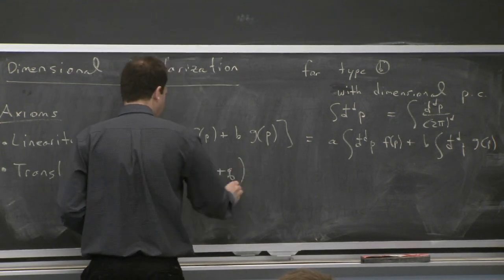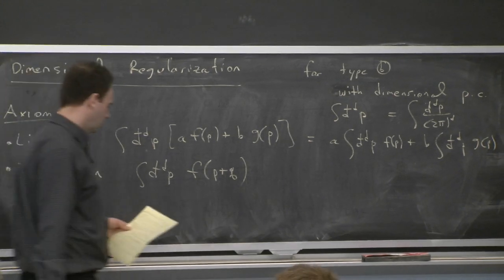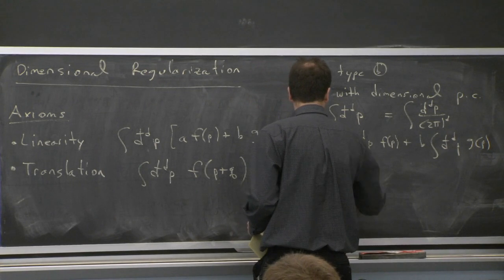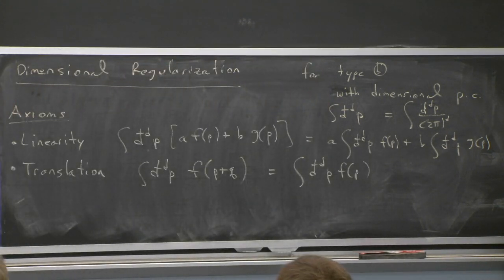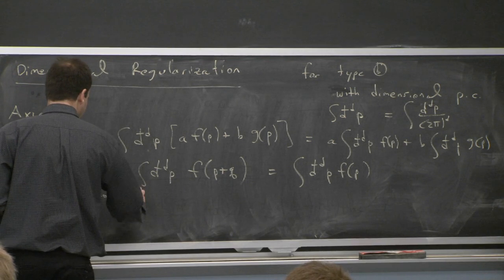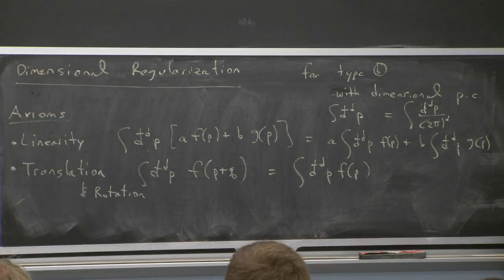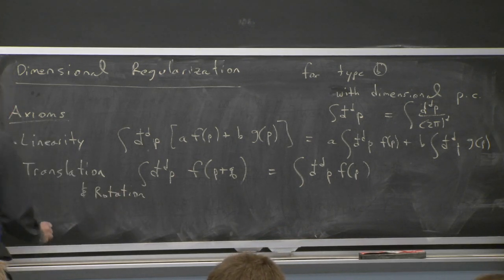That says if you have some integral over f, but it's a function of p plus q, where q is some external momentum, I can always shift away the q: p goes to p minus q, and then I just have an integral over p. Along with translations, you can think about having rotations. My whole notation is covariant, so we won't worry so much about rotations in the Lorentz group.